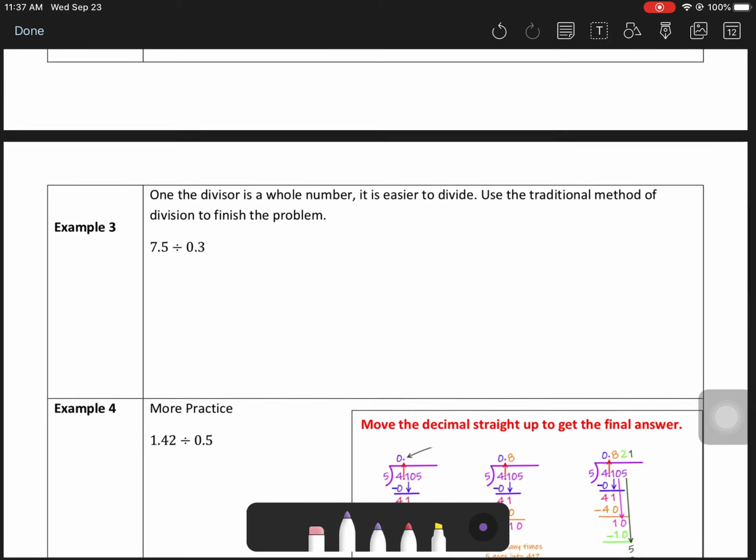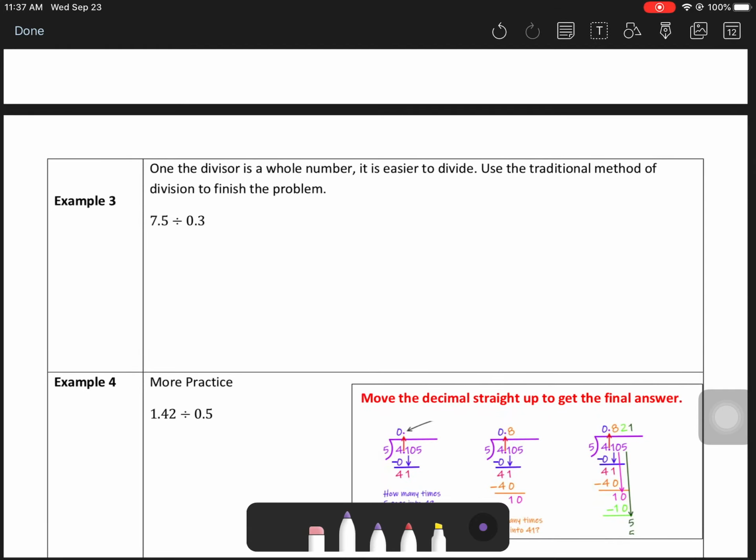So let's practice moving and making it a whole number so it's easier to divide. So remember that the first number is our dividend, and that's what goes inside the box. And the divisor is the second number, and that's what goes outside the box. So we are going to move the decimal over 1 place in our divisor and also move it 1 place in our dividend. So if we do that, this becomes 3, and it's going to go into 75.